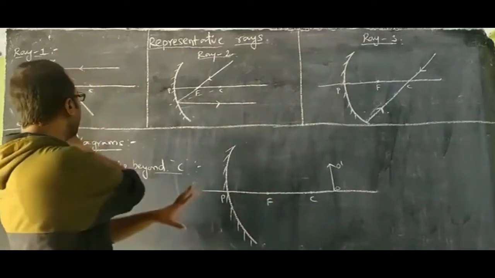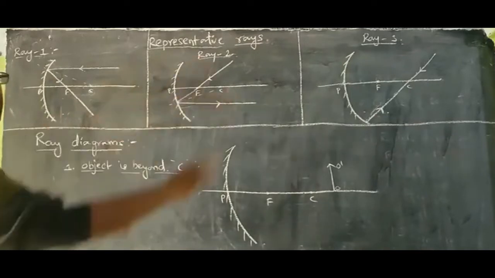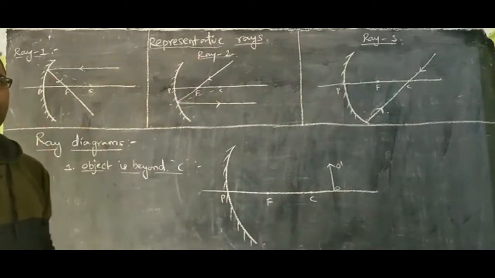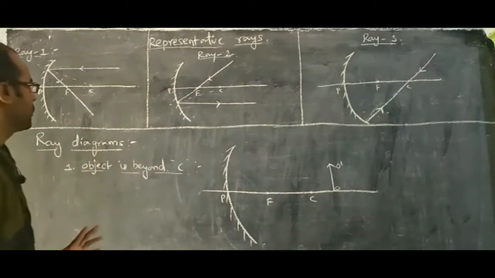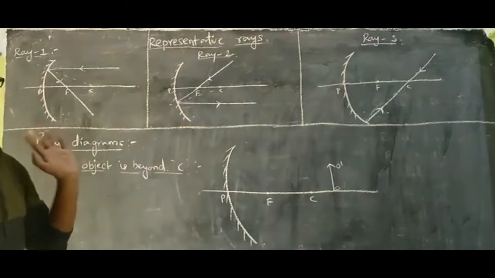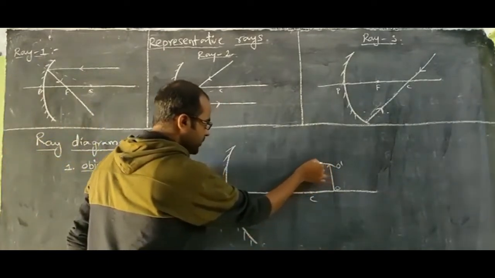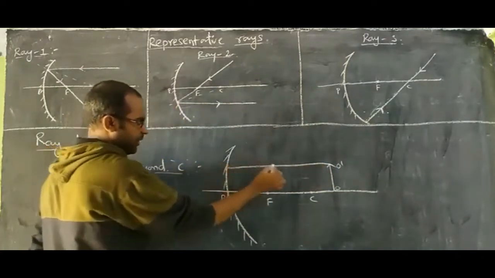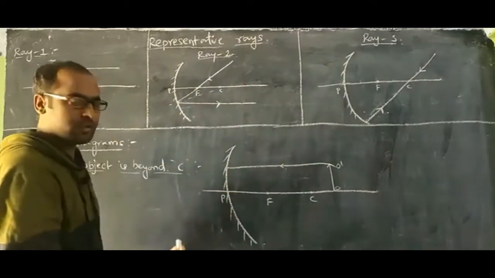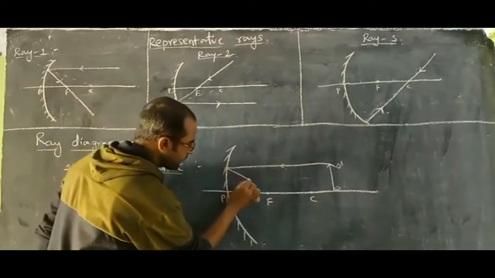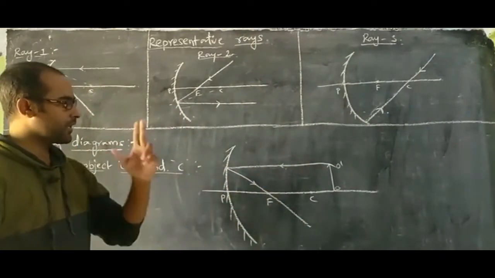We have to take any two of these rays. It is not needed to take all the rays. Any two rays we should take to construct the image position and the nature of the image. So let us take ray 1 and ray 2 in this case. What is ray 1? A ray which is parallel to the principal axis. After reflection it passes through the focus. That is the first ray, completed.